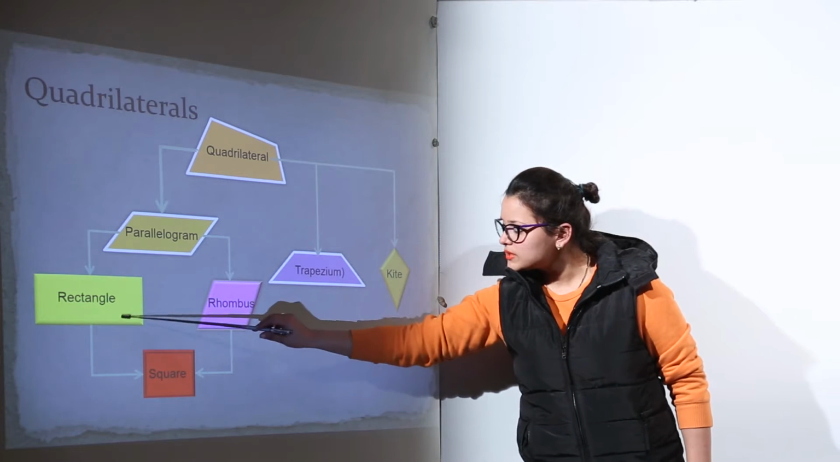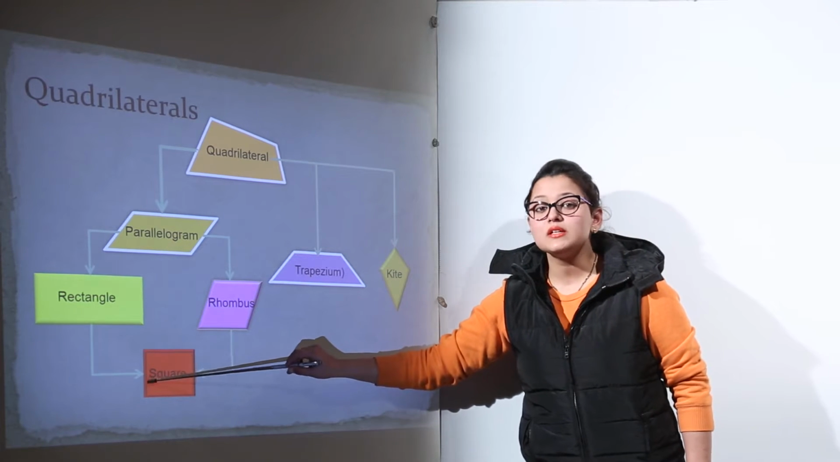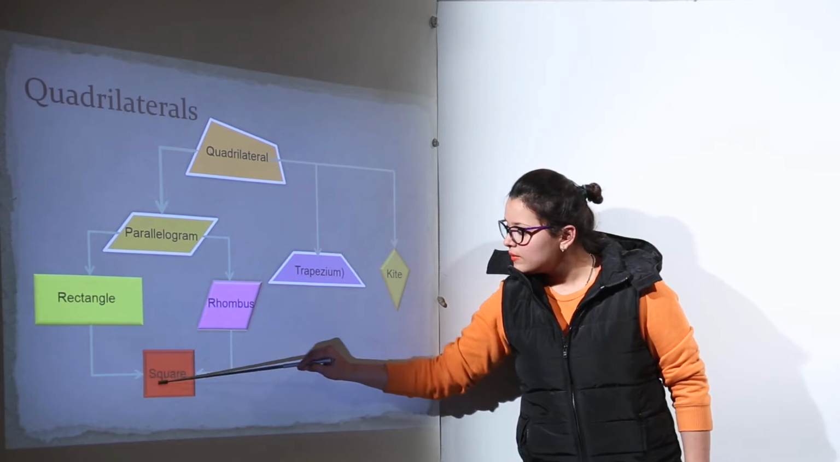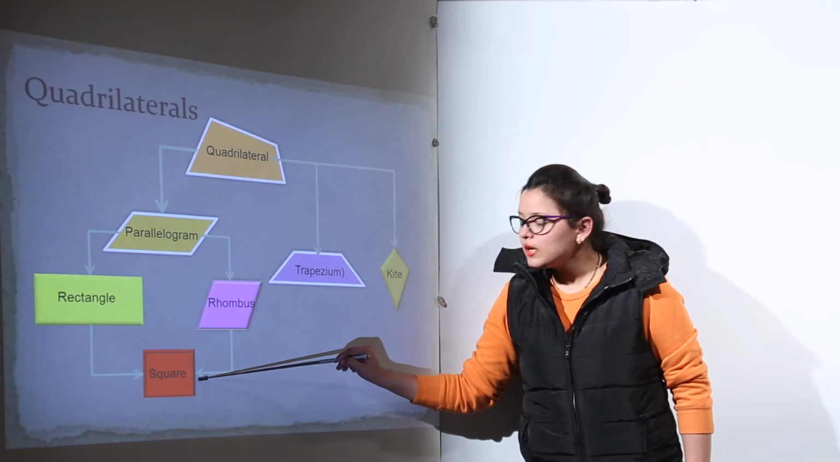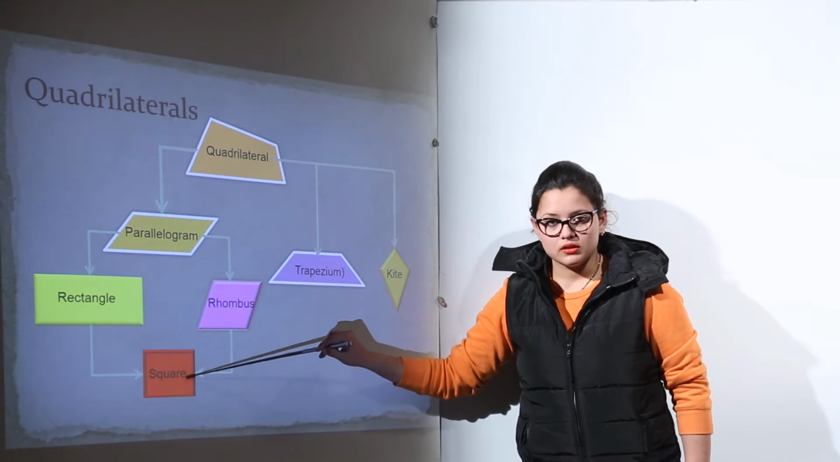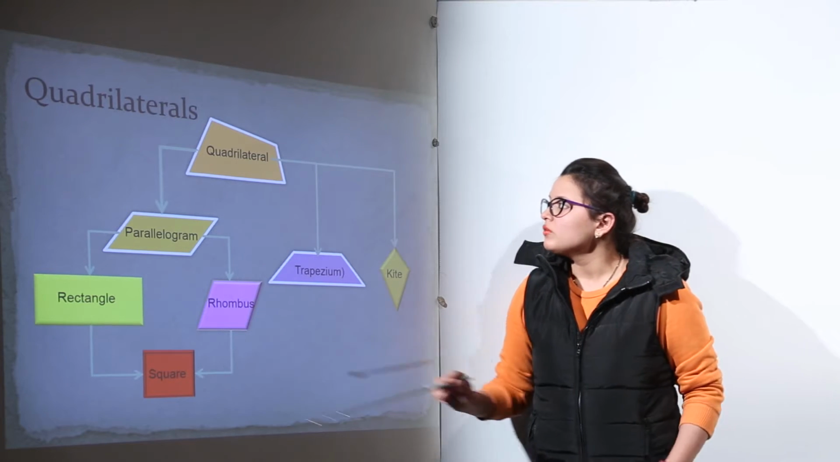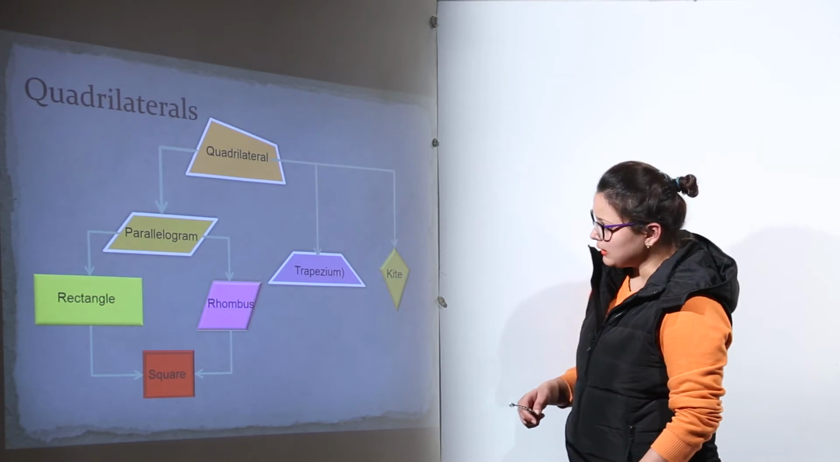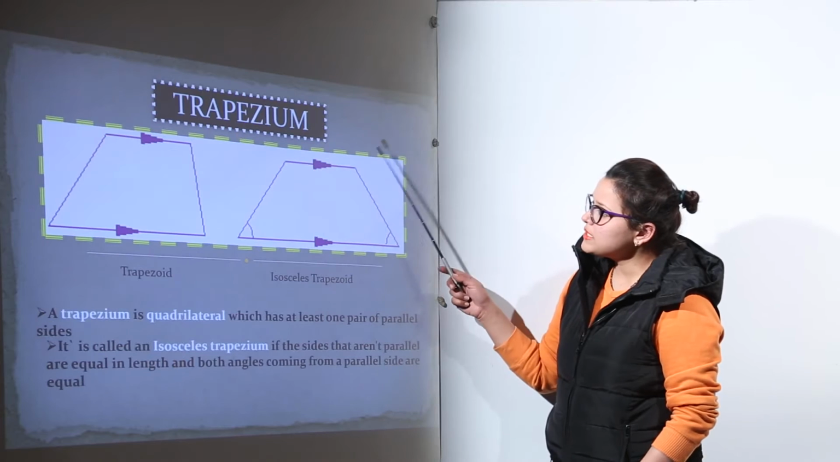can see from both sides is coming into this square. That means the properties of rectangle and properties of rhombus are combined together, right, to give you the square. Now we will be discussing each in detail. Now let us do the trapezium first.